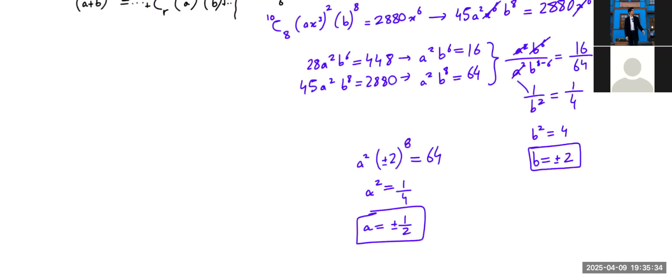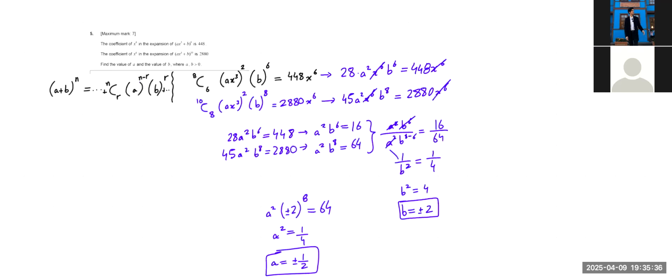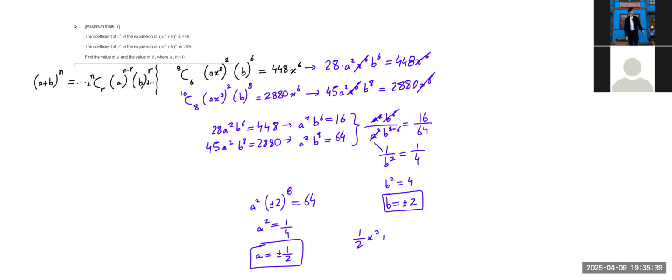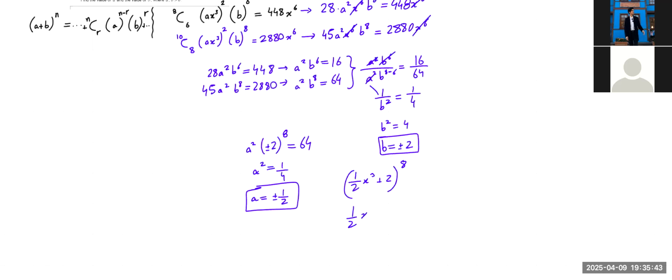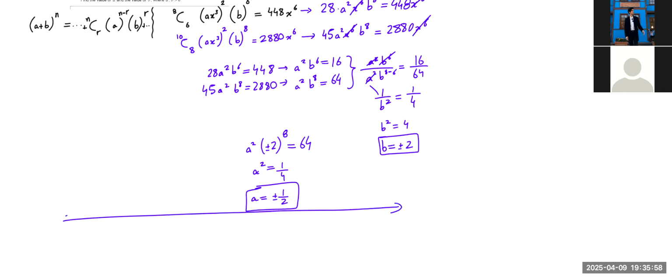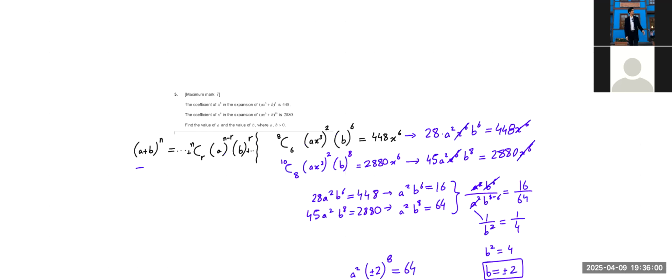So you could have 1 over 2 x cubed plus 2, to the power of 8. Or you could have minus 1 over 2 x cubed plus 2, to the power of 8. This is, by the way, me just explaining it. This is your answer. So basically, any combination of plus or minus 1 over 2 with plus or minus 2 will work. So these questions are very easy if you can set up the skeleton. This is really the game changer. If you can just set up the skeleton in the sequence I showed you, it makes life very easy with all binomial theorem questions.